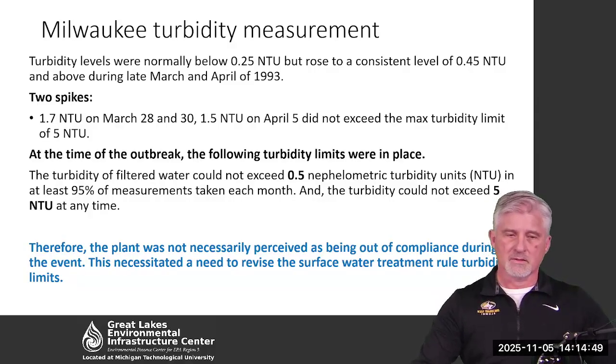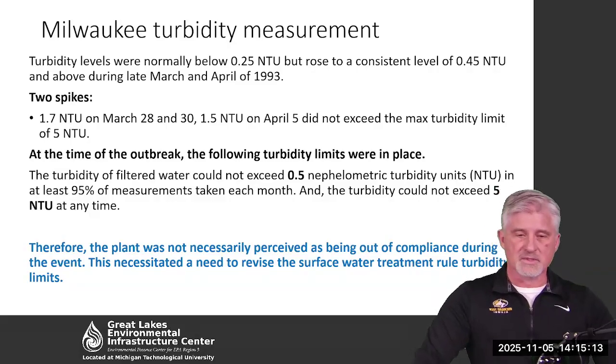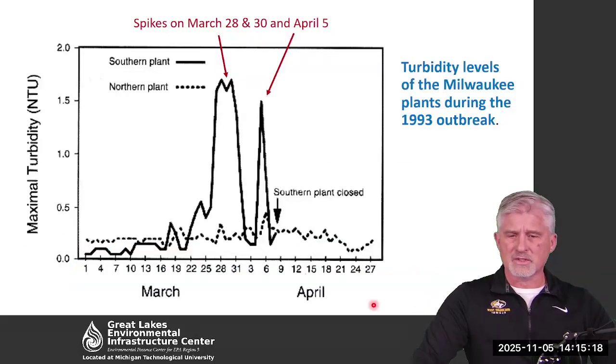And this situation led to the Long Term 2 Enhanced Surface Water Treatment Rule of 2006. And this is similar to some of the things we've seen with changes to the Lead and Copper Rule as a result of what happened in Flint, or the changes to the Revised Total Coliform Rule, which resulted from an episode that happened in Walkerton, Ontario. So as you can see, we have the north plant was pretty stable and steady with the turbidities, and then the south plant had these couple of spikes.